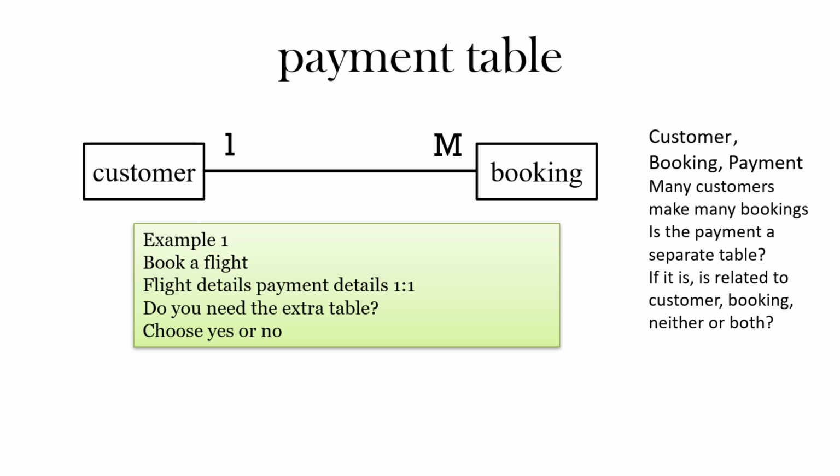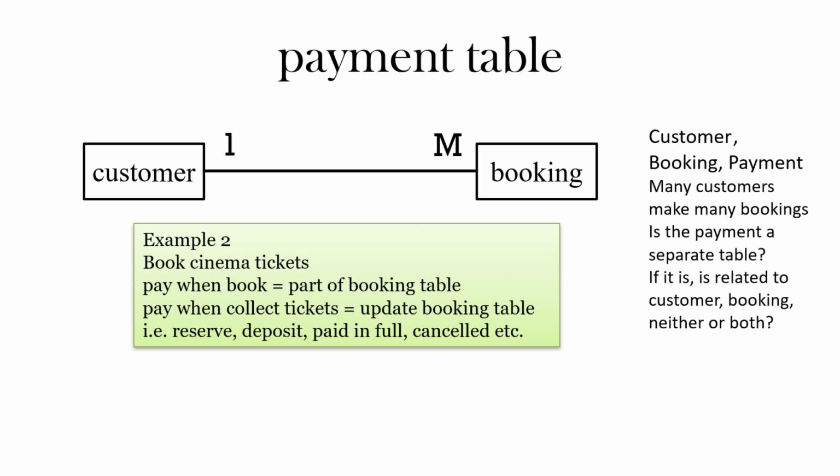So for example here, we book a flight. Well, when you book a flight, you make the payment straight away. So do you really need to have another table for the payment? You could, but you could actually put it as part of the booking table. So the payment table, you don't really need it if it's part of the booking itself, such as when you book a flight, when the booking and the payment are in the same event.